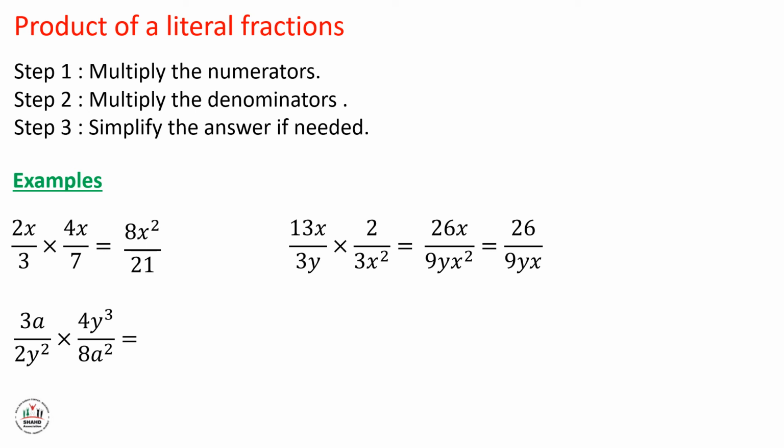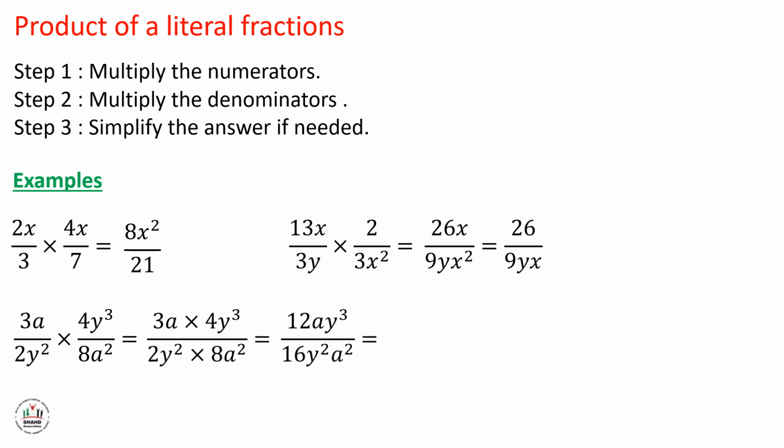3a over 2y squared times 4y cubed over a squared. So 3 times 4 is equal to 12. a times y cubed is equal to ay cubed. In the denominator, 2y squared times 8a squared. So 2 times 8 equal to 16. y squared times a squared is equal to y squared a squared.